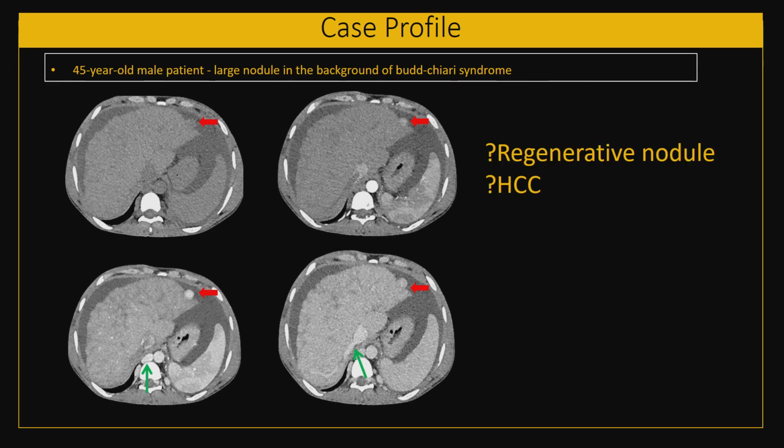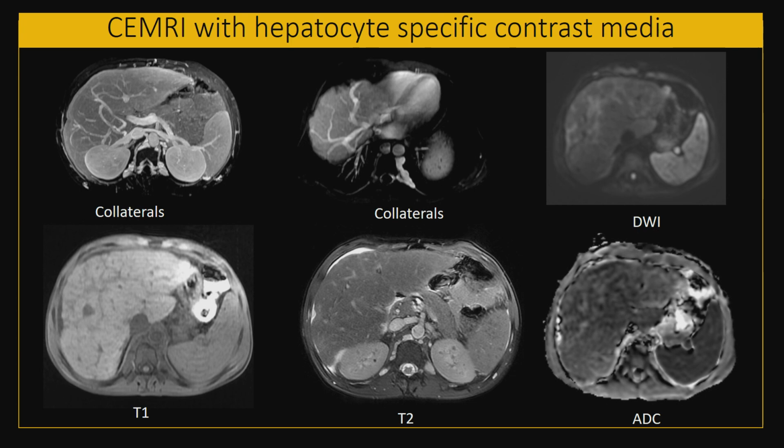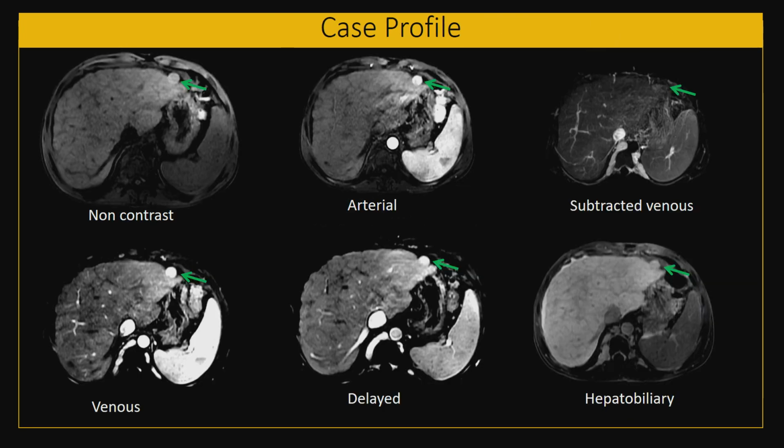To characterize this lesion, the differentials at this point were, is it a regenerative nodule or is it an HCC? So we did a contrast-enhanced MRI with hepatocyte-specific contrast media, which is quite specific to diagnose or rule out HCC. You can see multiple collaterals due to the occlusion of the hepatic veins and the IVC confluence, intrahepatic veno-venous collaterals. You can see the nodule here, which does not show significant diffusion restriction. The nodule is slightly hyperintense on T1 and almost iso-intense on T2 weighted images.